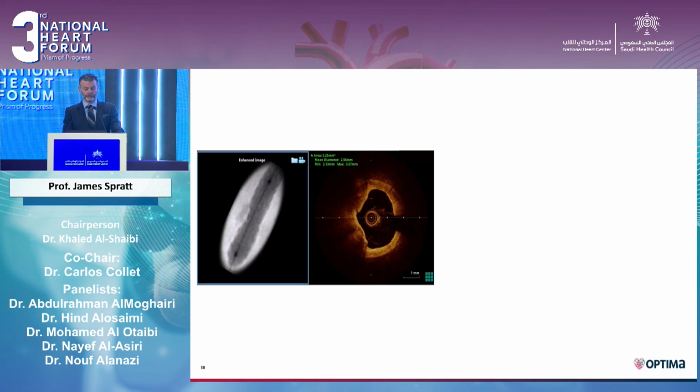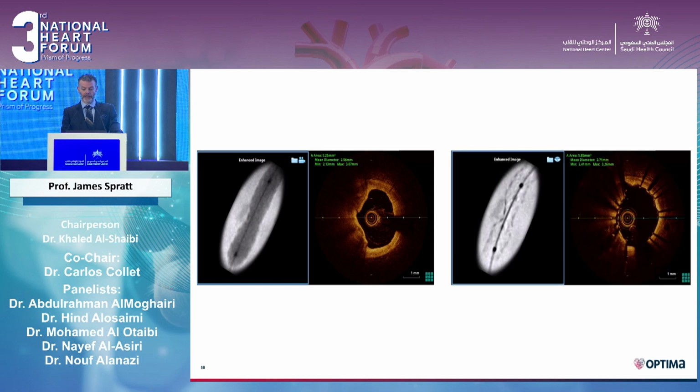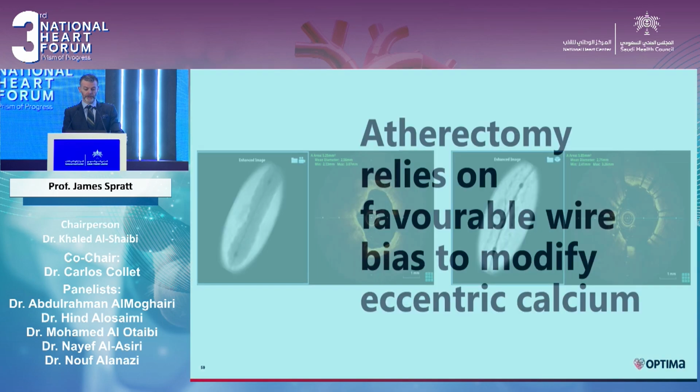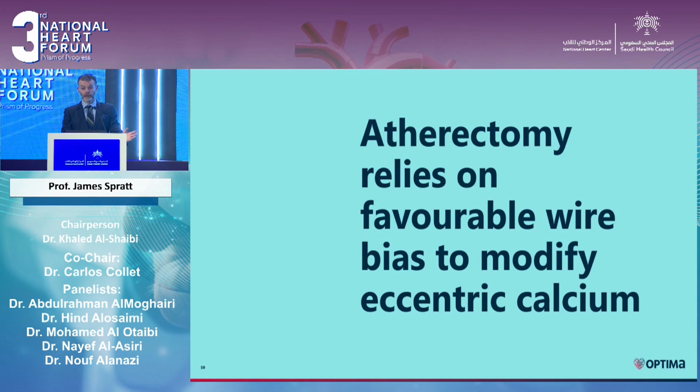Again, another example, balloon inflation on the left, a lot of eccentric calcium in the OCT. Stent is implanted, you've got your D-shaped stent because we've not modified the plaque sufficiently. So, is rota the answer?